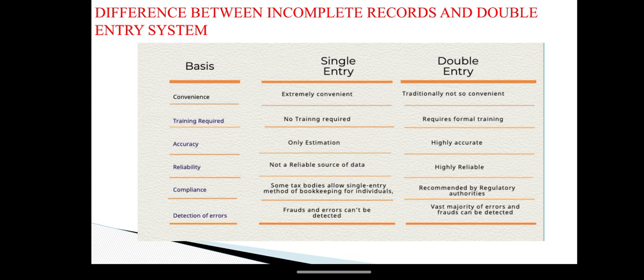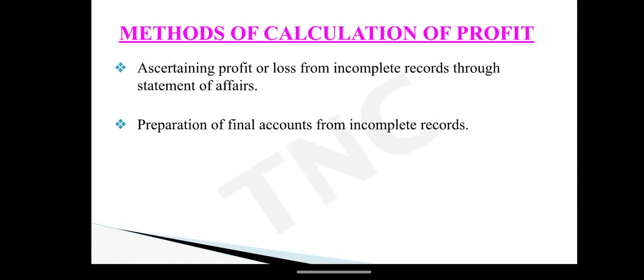In the double entry system, accurate profit or loss can be found through the trading and profit and loss account. In the single entry system, the profit or loss cannot normally be found in the absence of a trading and profit and loss account. Double entry system is suitable for any type of business of any size. Single entry system is suitable for small businessmen. These are all the differences between double entry and single entry system.